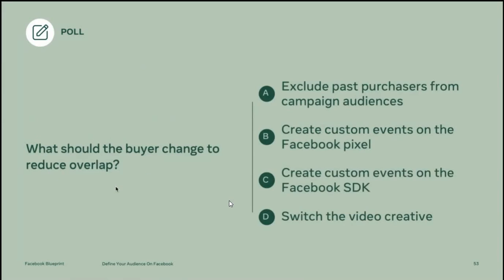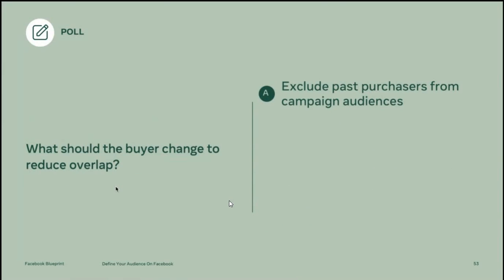So what should the buyer change to reduce the overlap? Very simple: exclude past purchasers from your campaign audience. Use the exclusion strategy, which I suggested to you at the time of explanation. Okay, let's see what options you guys have selected. So most of you have gone with option A, which is great, people who perform the action on your website. Okay, and if you want more audience like me, then in that case you will use lookalike audience. Okay, hope that answers your doubt.